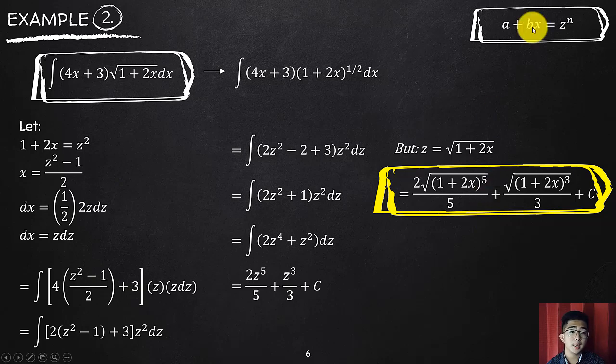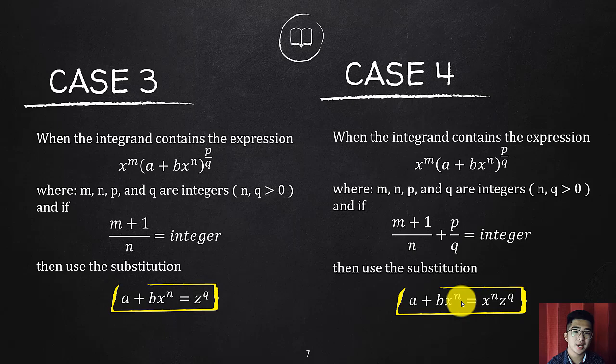Okay? Case 1, again, x is equal to z raised to n. Case 2, a plus bx is equal to z raised to n. You are looking for these terms with a fractional exponent. That is for example number 2. Now, case 3 and case 4, these are a bit more complicated, because they contain more conditions. So these two are a bit more difficult than case 1 and case 2.